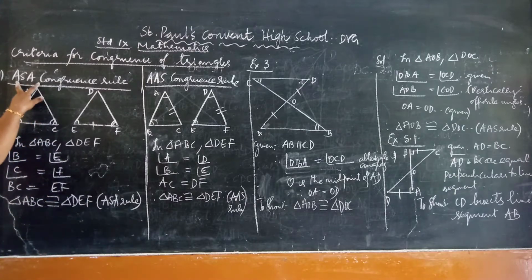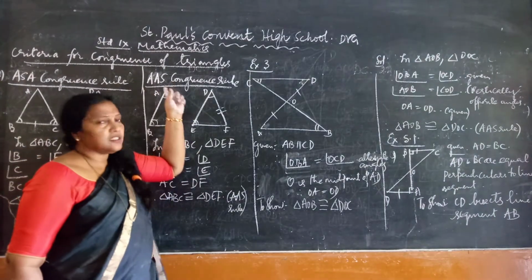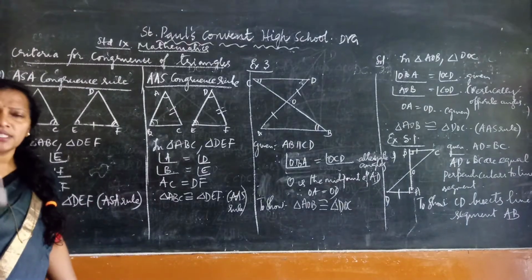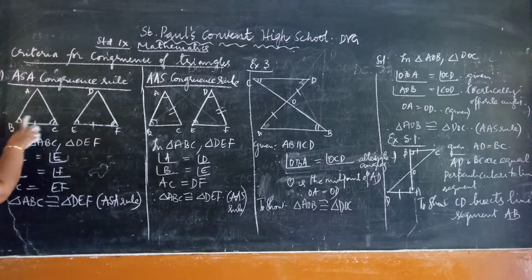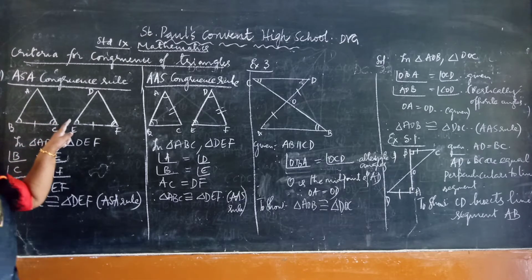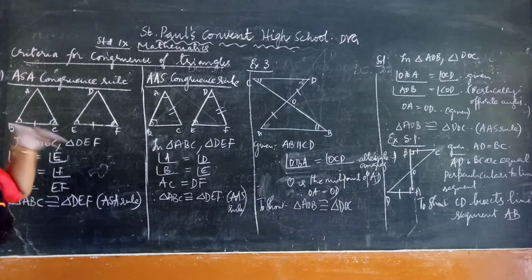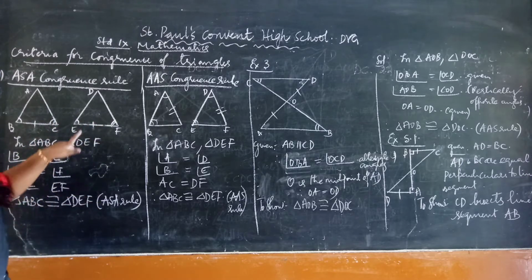You see, there are two angles and one side here, and here also there are two angles and one side. But the main difference is that in the ASA rule, if you take any two angles, the side should be the common side for those two angles. If you have taken these two angles, the common side is BC. If you have taken angle A and angle B, the included side is AB. If you have taken angle E and angle F, you have to take the included side of those two angles, that is EF.